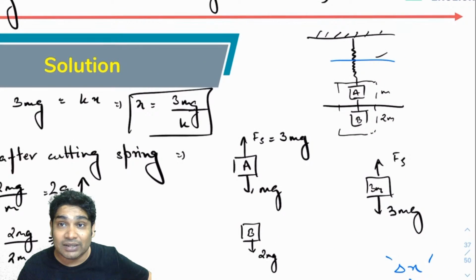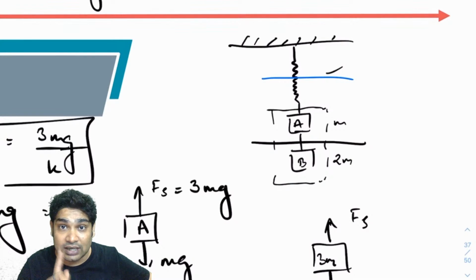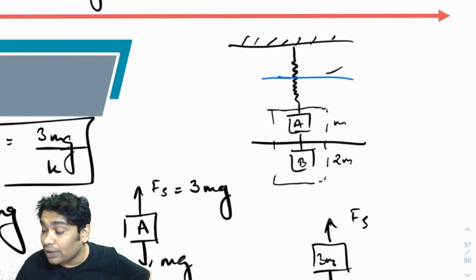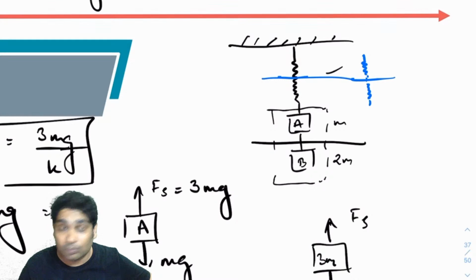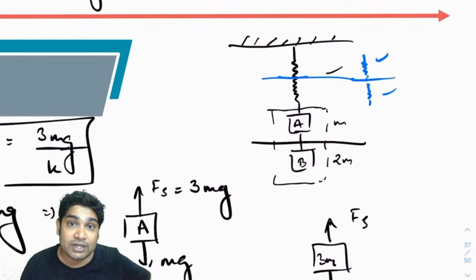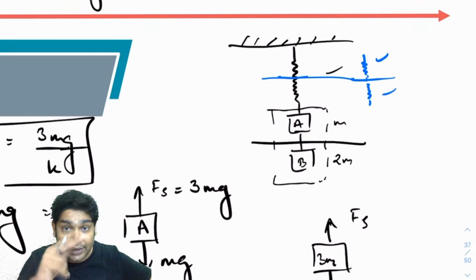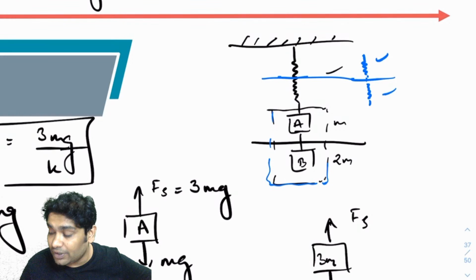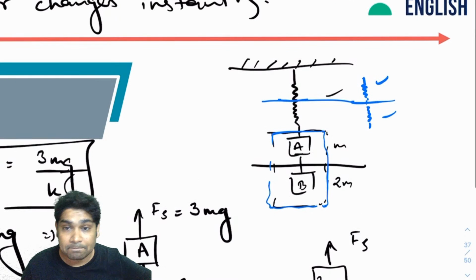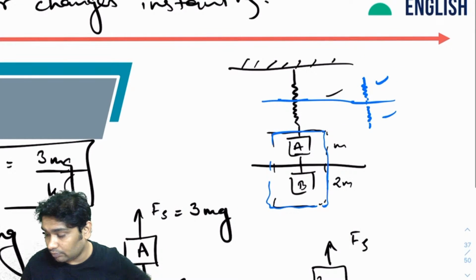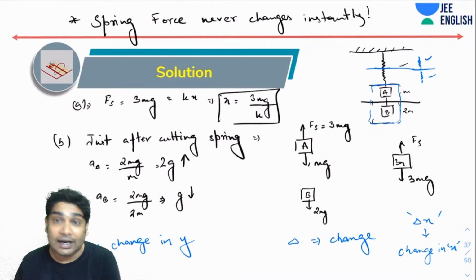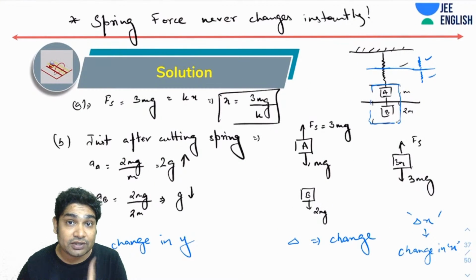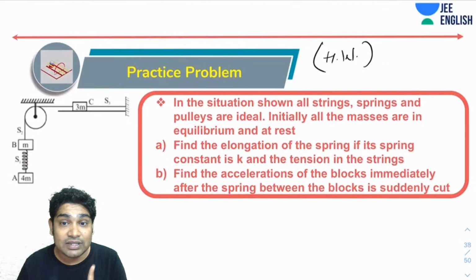By the way, please remember this. If the spring is cut, nothing happens, because you can consider this to be two springs, both applying kx forces. So even if you cut that, both the spring forces do not change immediately. Immediately after cutting the spring, both would have been at rest. Please remember this. So I hope you got that. If I had cut the spring instead of the string, the acceleration of both would have been 0.